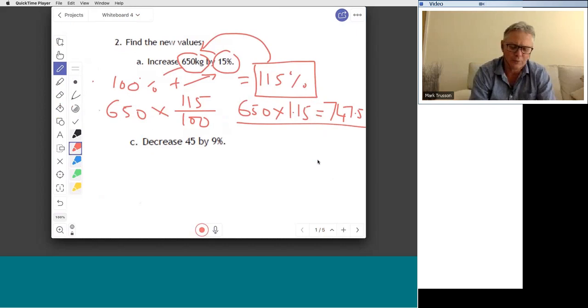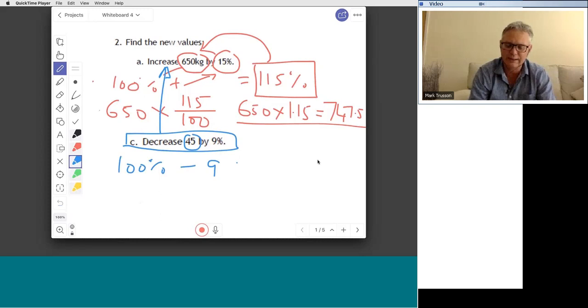We're going to decrease 45 by 9%. Now, there's a subtle difference here because we're not increasing, we're decreasing. But we know that 45 is 100% of our original value, and we want to decrease it, which is a negative, takeaway and subtraction, by 9%.